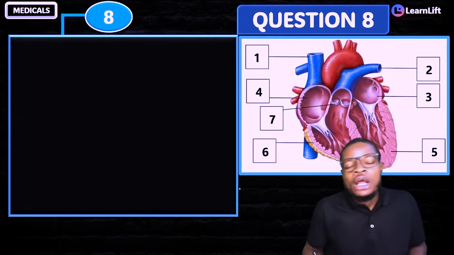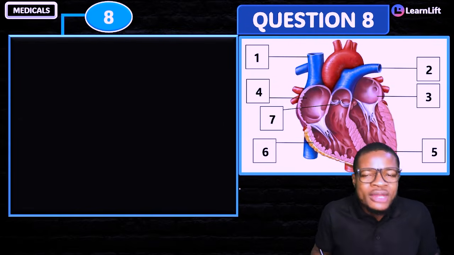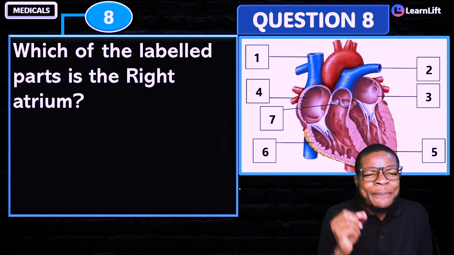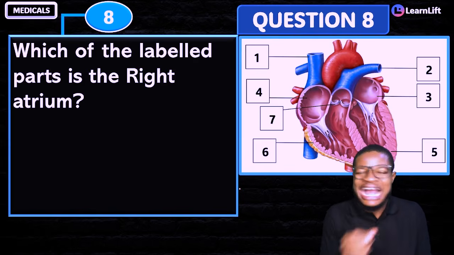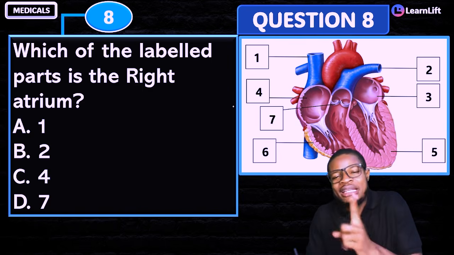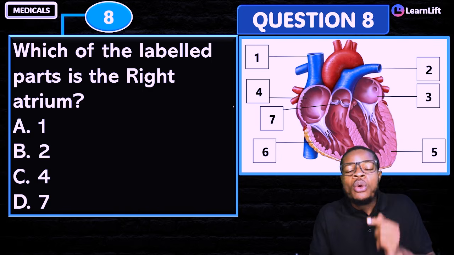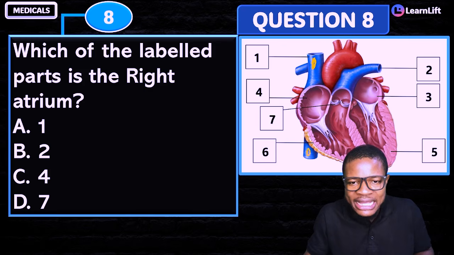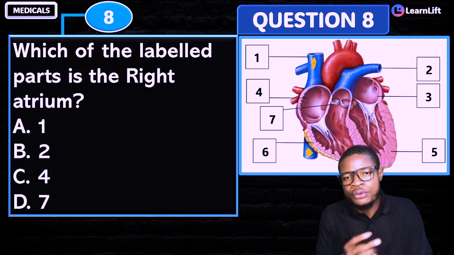Now that you get that, look at this powerful question here. They picked out a couple of things. The question says, which of the labeled parts is the right atrium? Which one? Is it 1, 2, 4 or 7? So let's name all of them first. What's 1 there? 1 is this guy here, the superior vena cava. This guy here is the inferior vena cava, right? Simple.